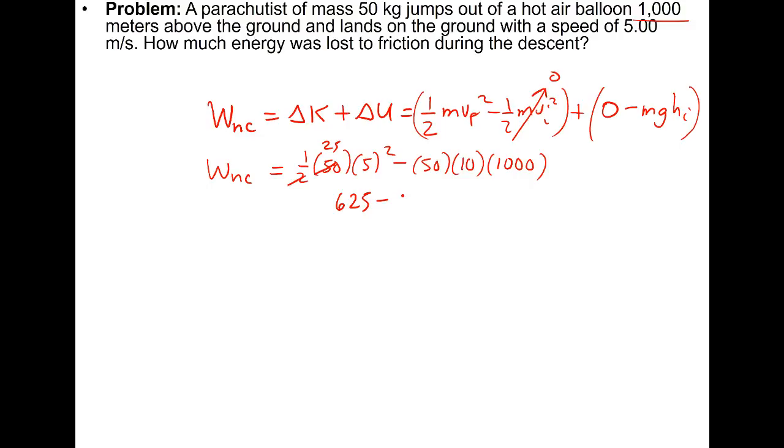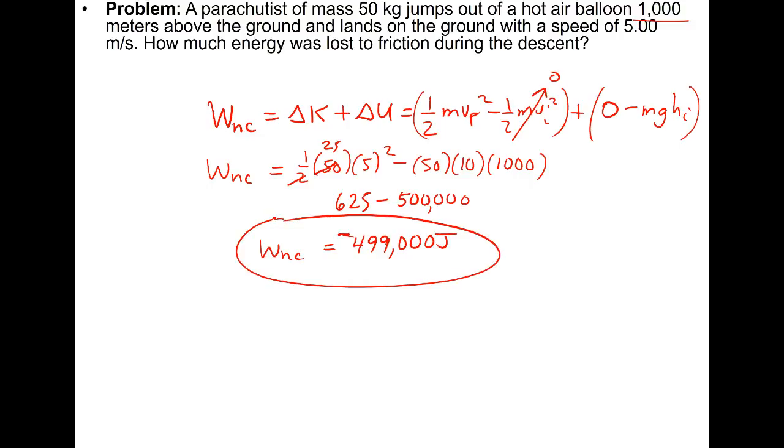500 times 1,000 is 500,000. So we're talking about a non-conservative force here which does about 499,000 joules of work. So that's quite a lot of work lost to friction.